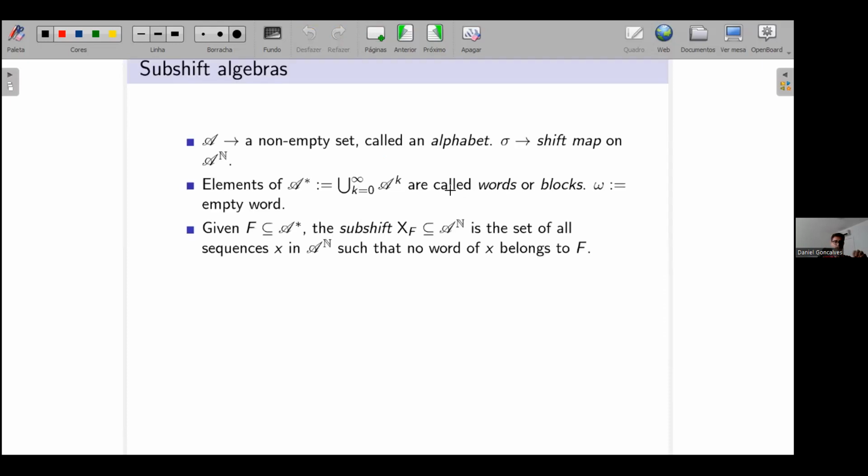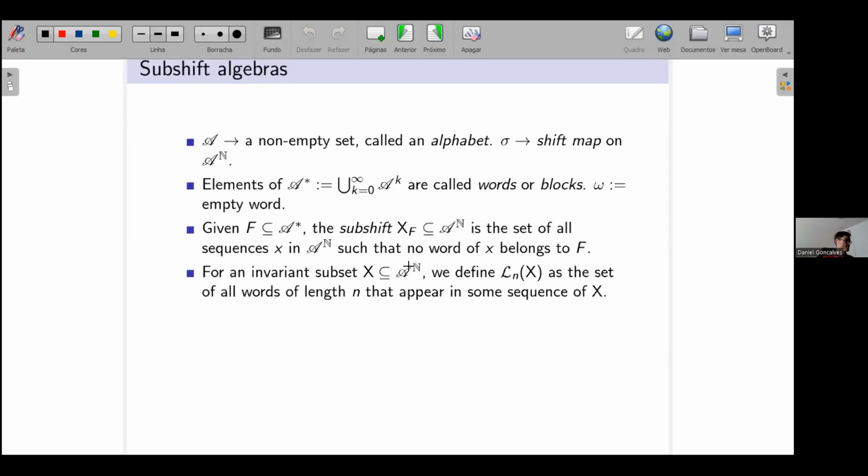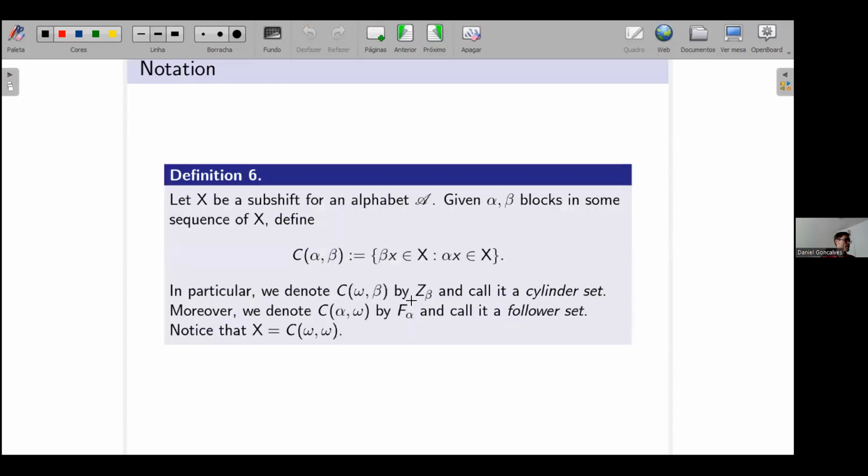And we are given a set of forbidden words. Okay? Given a set of forbidden words. And then we define the subshift. It's just all sequences in which no word of X is in the set of forbidden words. That's all that we're given. There's no topology, it's just the set, really as general as possible. And okay, the language is the set of blocks that appear in some element of the shift, or the union of all blocks that appear in some sequence of X. This is just standard terminology.